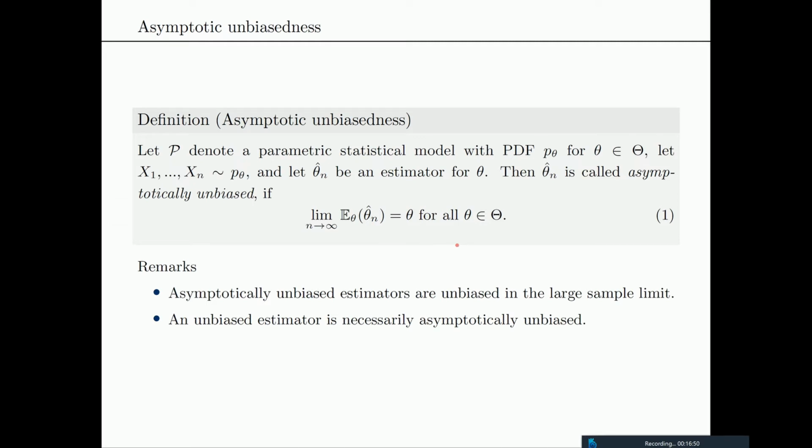This is again the intuition. Asymptotically unbiased estimators are unbiased in the large sample limit. Recall that unbiasedness means that the expectation under the true but unknown parameter value of the parameter estimate equals the true but unknown parameter value. This is now made a little bit weaker, in that it only holds in the limit of n going to infinity. An unbiased estimator is of course necessarily asymptotically unbiased because it's already unbiased for low sample sizes like 1 or 2.